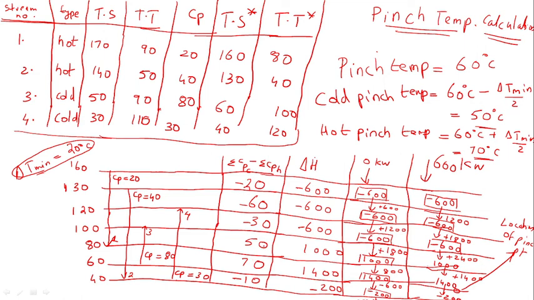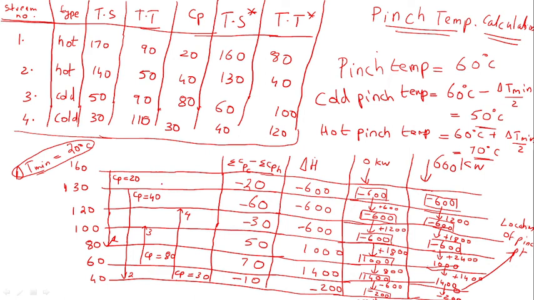And similarly here there are 4 streams passing, 2 hot and 2 cold streams, so we need to add 20 plus 40 minus 80 minus 30, so we will be obtaining minus 50. Similarly, all the sections are marked. Then next we need to find the enthalpy change, delta H.